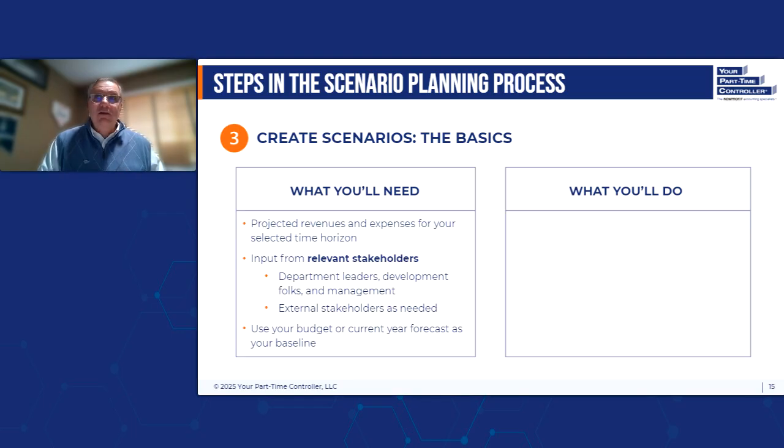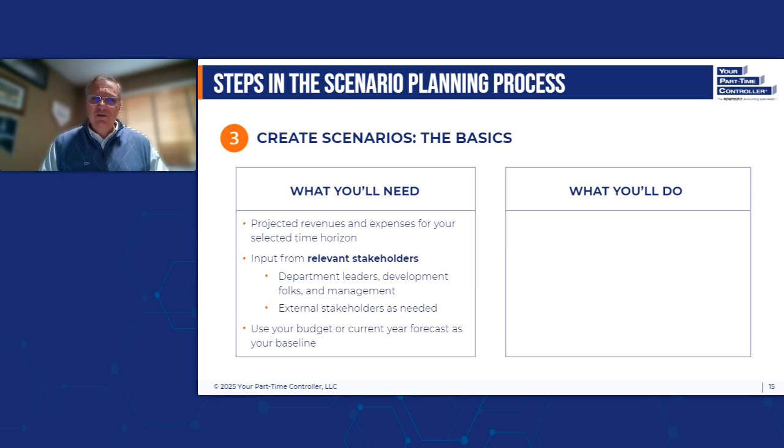Well, let's say you're going to be doing a 3 or a 5 year scenario plan. You want to have your projected revenues and expenses for that particular time period. Now you can use your historical data and the current year budget or forecast as a foundation. But as you're identifying the risks, you can also see there may be opportunities for new funding or different things you may be able to do on the expense side. So having those projected revenues and expenses is going to be important.